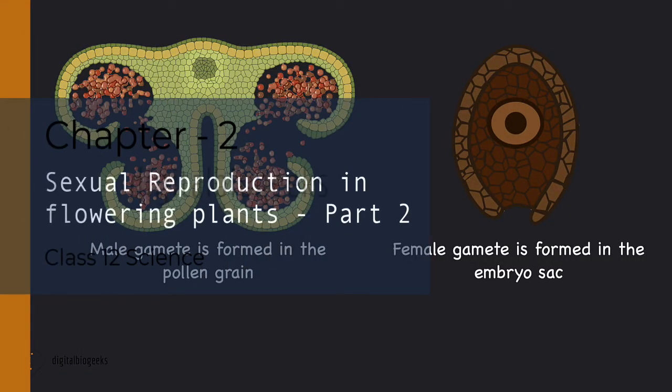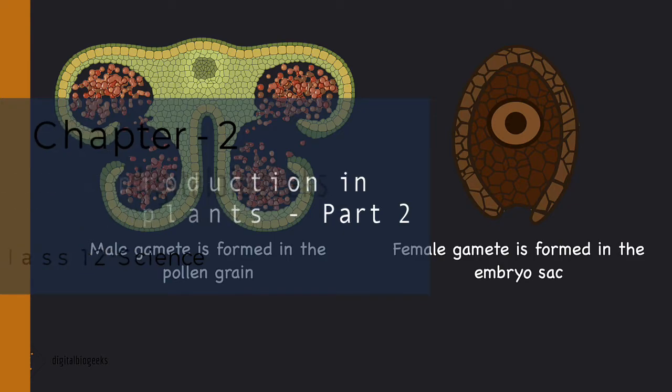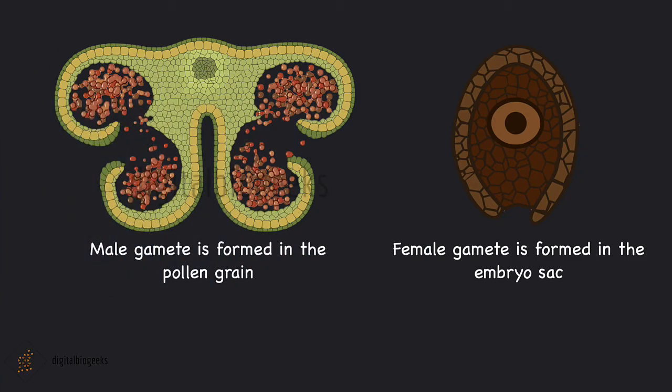We learned in our previous video, part 1, that the male gamete is formed in the pollen grain and the female gamete in the embryo sac. However, both these gametes are non-motile. Therefore, the male and female gamete have to be brought together for fertilization to occur. This is achieved by means of pollination.